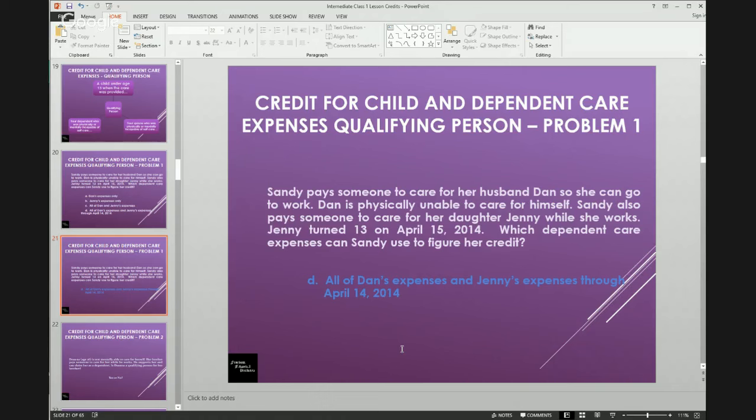So if you paid for the entire month of April, you would only be able to claim as eligible dependent care expenses those paid through April 14th, or those charges that would be incurred up to the day she turns 13.